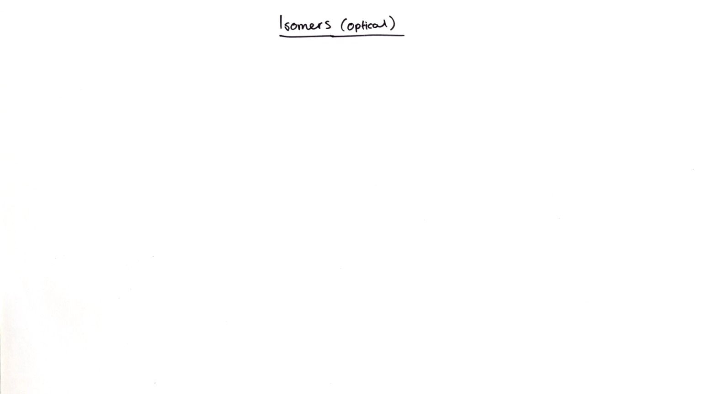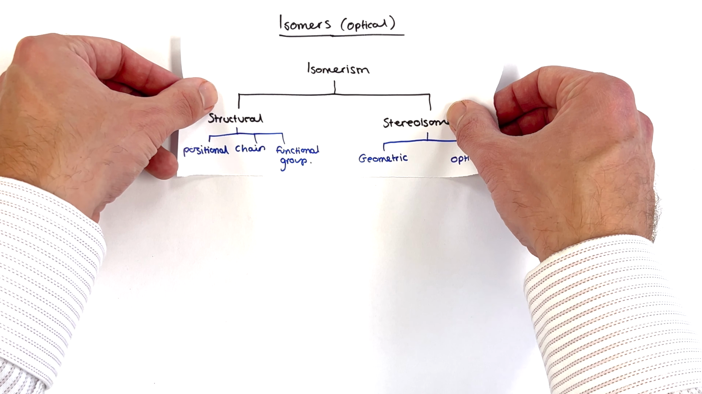In this video, we're going to be looking at isomers. Specifically, we're going to be focusing on a type of stereoisomerism known as optical isomerism. So let's just do a quick recap of the types of isomerism that you need to know for A-level chemistry.